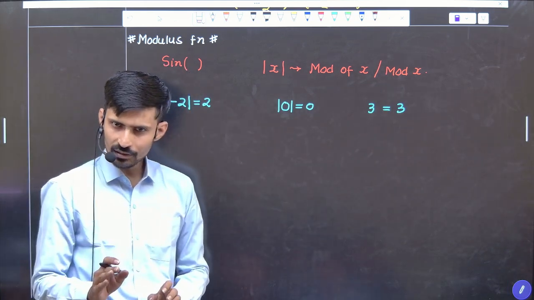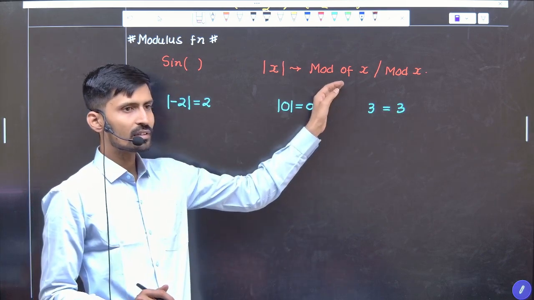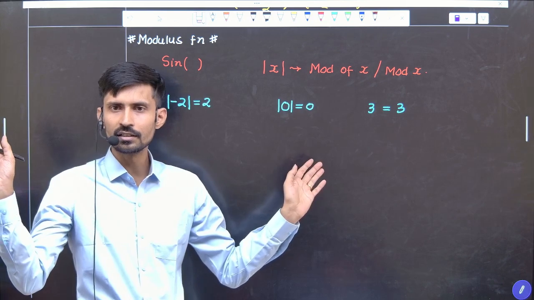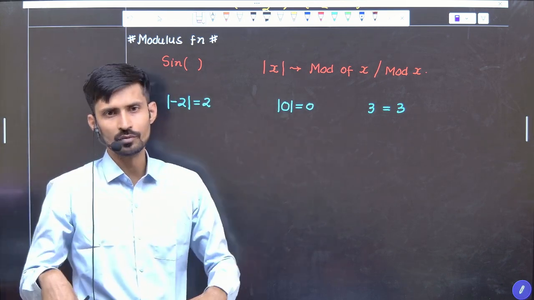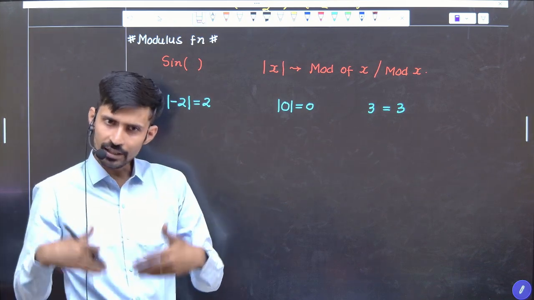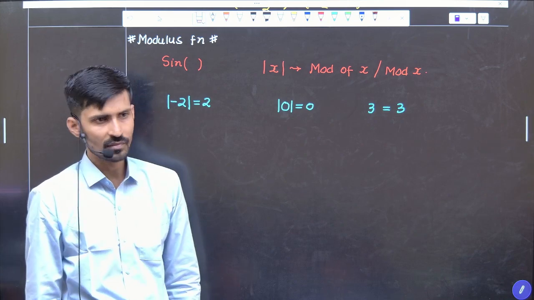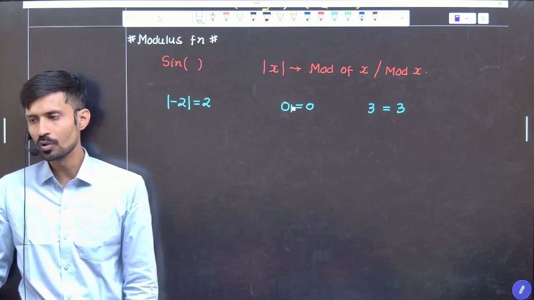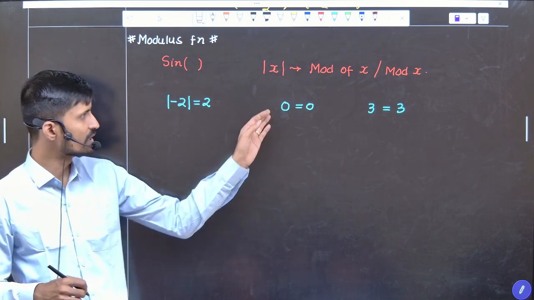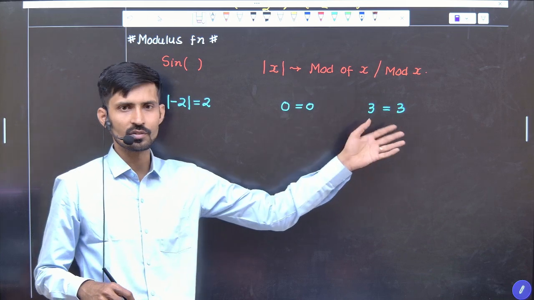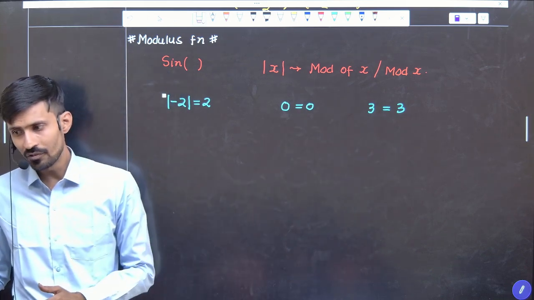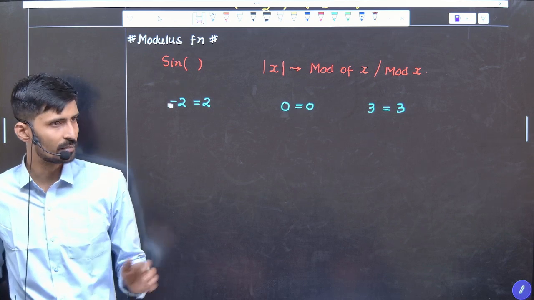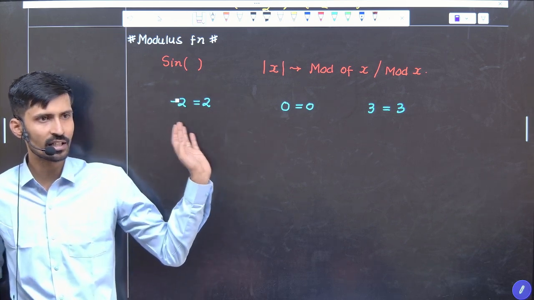So what we learned here, if the number inside modulus is positive, you can remove modulus directly. No need to think more. Simply remove. If we remove it, you will get the same thing. Understood? And if it is 0, from 0 also you can remove modulus. Still you can see 0 is equal to 0 is the same thing. 3 is equal to 3 is the same thing. But if we remove modulus from a negative number, then this will get disturbed, because minus 2 is equal to 2. Is it correct? No.